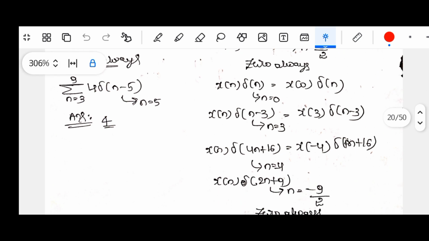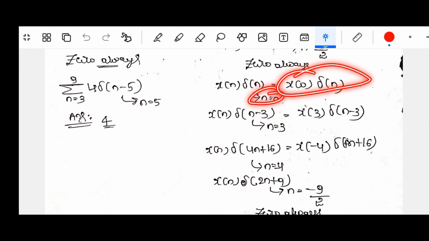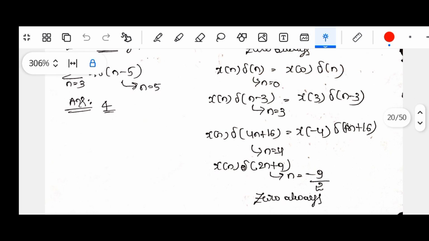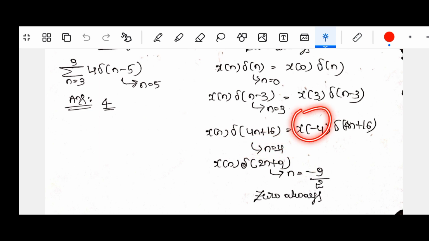Next, see this, x of n into delta n. What is the value? Here first you have to see location will be n is equal to 0, means x of 0 into delta of n. X of n into delta of n minus 3 means here the location will be plus 3. X of 3 into delta of n minus 3. X of n into delta of 4n plus 16, n is equal to minus 4. Therefore x of minus 4 into delta of 4n plus 16. We have to just place the n value at the place of n.